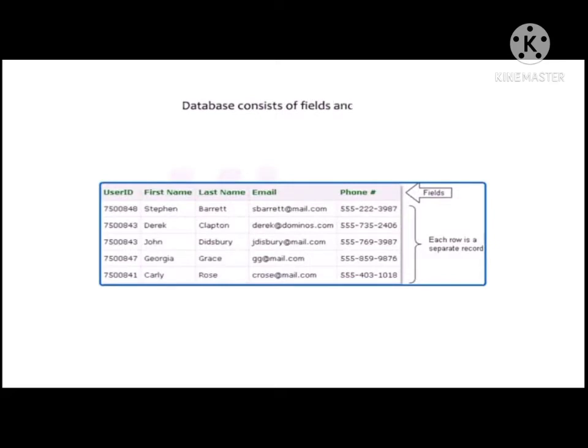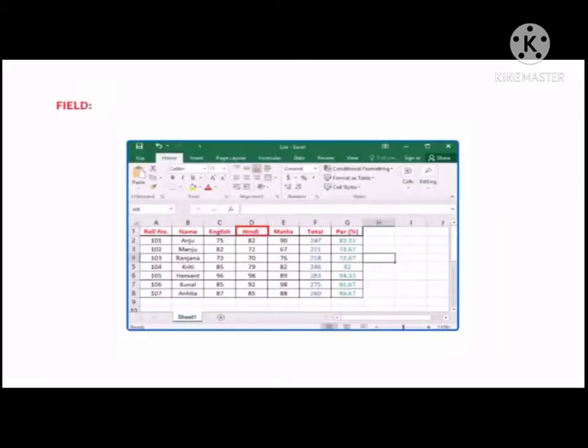So a database consists of fields and records. In simple terms, records refer to rows and fields refer to columns in Excel. Field: a column within a database that contains only one type of data is called a field. Only one type of data. For example, roll number, name, addresses are different fields.